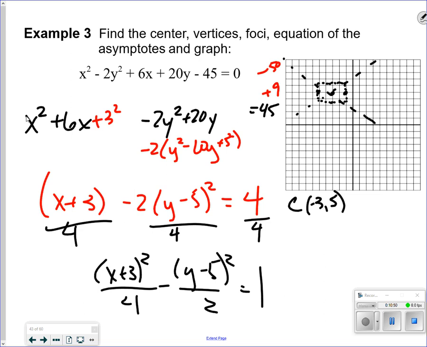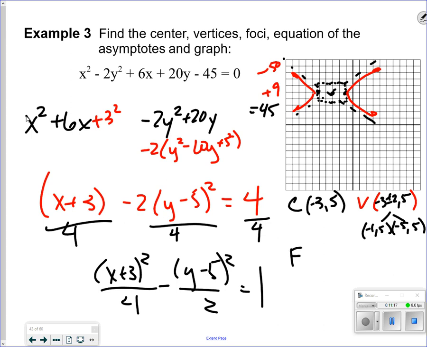Diagonals. And it goes left and right because the x comes first. It touches the box going left and right. So my vertex points, I went left and right 2. So negative 3 plus and minus 2, 5. If I add 2, I get negative 1, 5. And if I subtract 2, I get negative 5, 5. So those are my 2 vertex points.